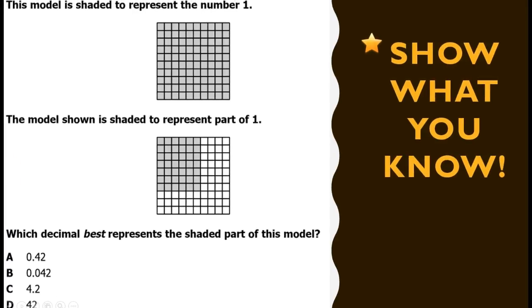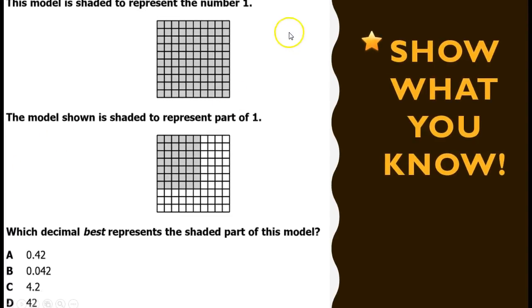Let me fix this for you. So if this model at the top is how you would represent 1 whole, they're always going to let you know how 1 whole is represented. So if it's all filled in, it's 1. Well, now let's look at this model. This is shaded to represent part of 1. So what decimal down here best represents this shaded portion, the part that's gray?